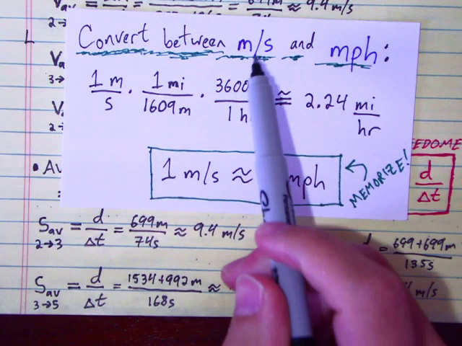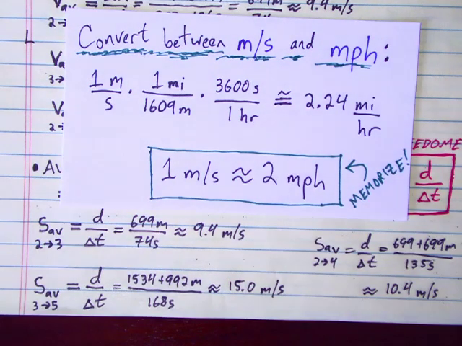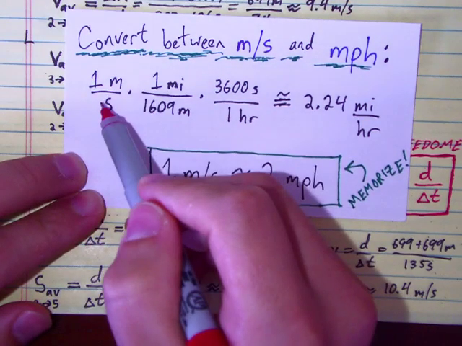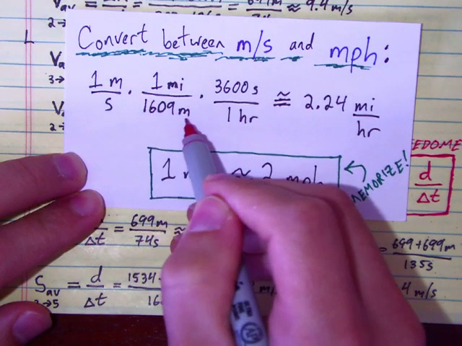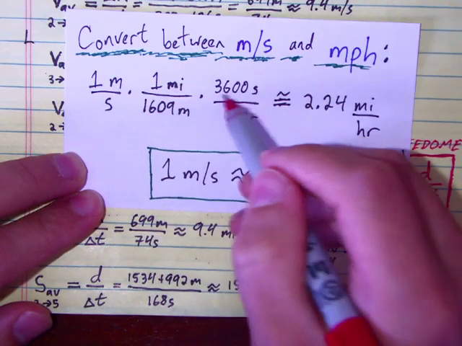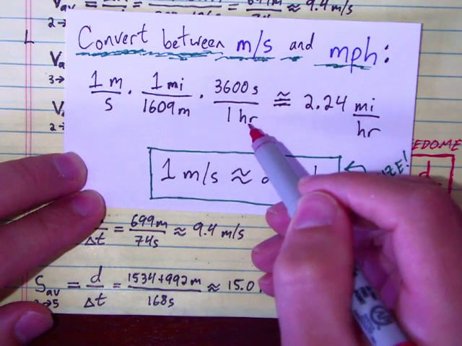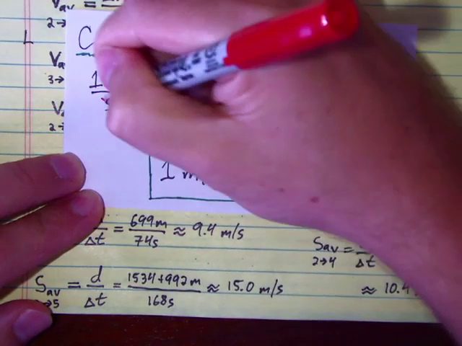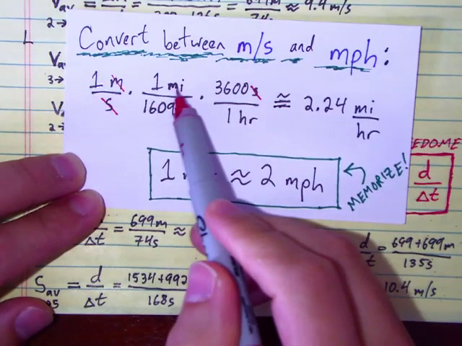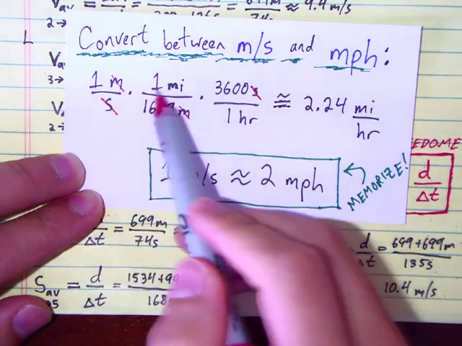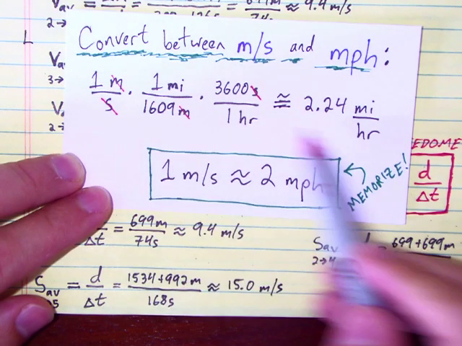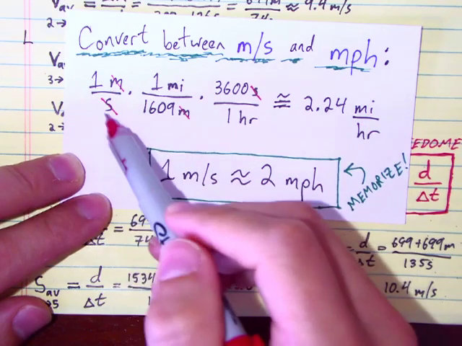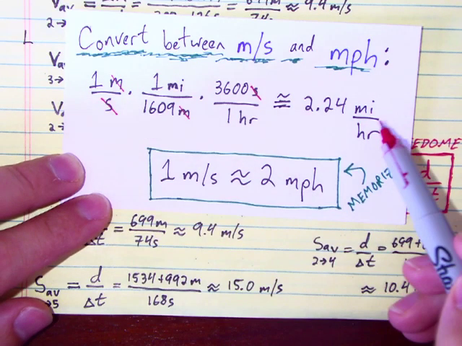To convert from meters per second to miles per hour, or vice versa, let's consider this. If we start with 1 meter per second, and we could look up that there are 1609 meters in 1 mile, and we already know that there are 3,600 seconds per 1 hour. You have that memorized by now. So let's cancel off factors. Meters cancels meters, seconds cancels seconds, and we're left with miles per hour. So 1 times 1 times 3,600 divided by 1609 gives us 2.24 miles per hour. In other words, 1 meter per second is equivalent to about 2.24 miles per hour.